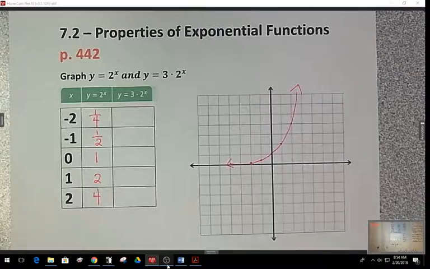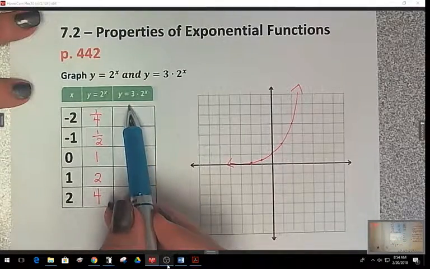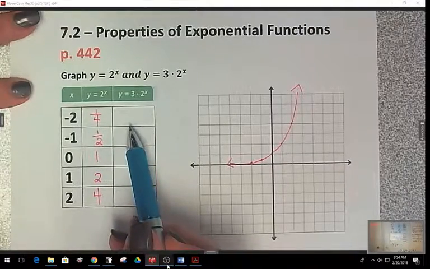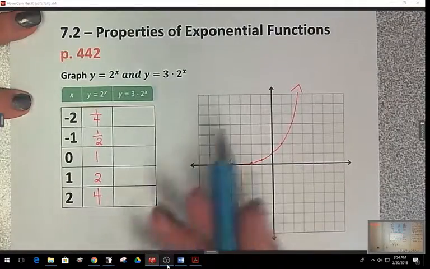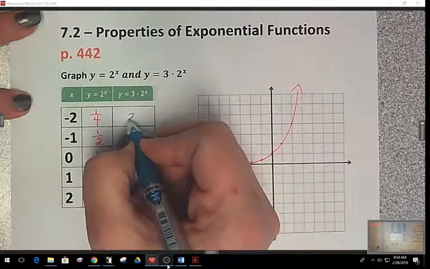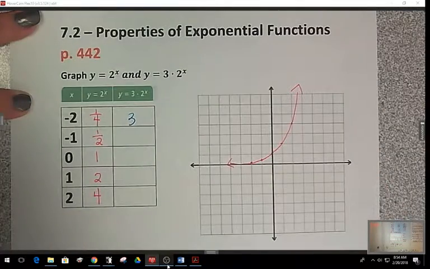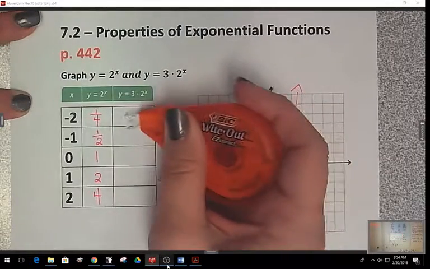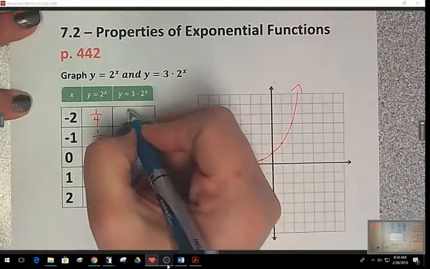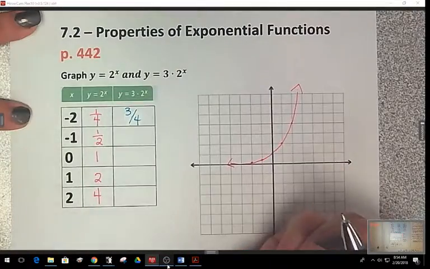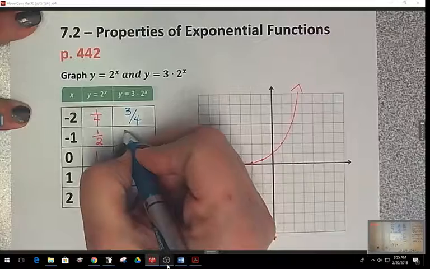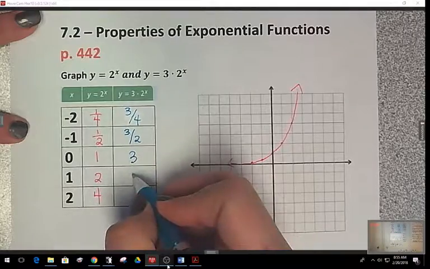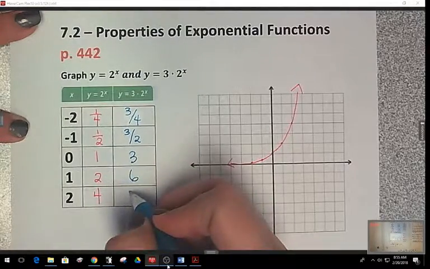But then I've got to multiply all of these values by 3 to see what this graph of y equals 3 times 2 to the x looks like. So 1/4 times 3 would be 3 over 4. Let's get that fixed here real quick. And 1/2 times 3 gives me 3 over 2. 1 times 3 is 3, 2 times 3 is 6, and 4 times 3 is 12.